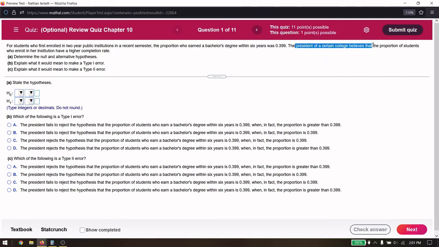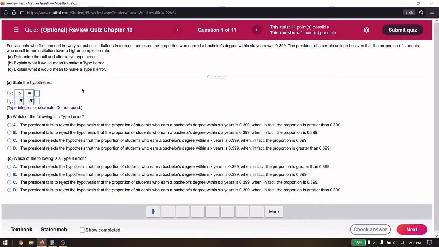And the president of a certain college believes the proportion of students who enroll in her institution have a higher completion rate. So the president thinks it's going to be higher than that, but 0.399 has already been established. Therefore, it's the null hypothesis. We have 0.399, which is a probability or a proportion. That's why it's P. We're not talking about a number describing the sample that you're working with. That would be mu. And we're not talking about a standard deviation either. So it's a population proportion.